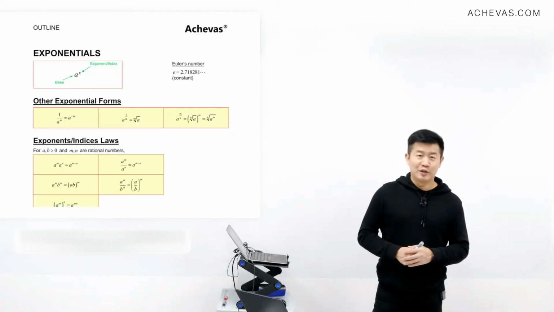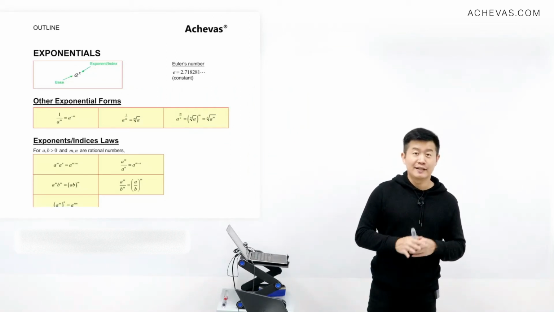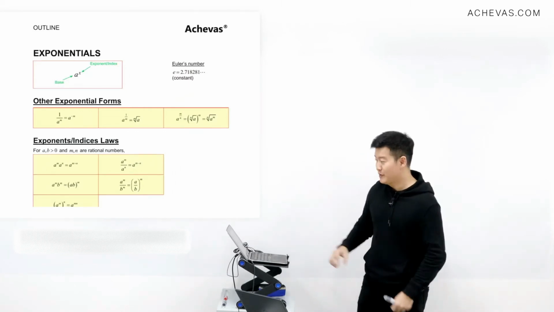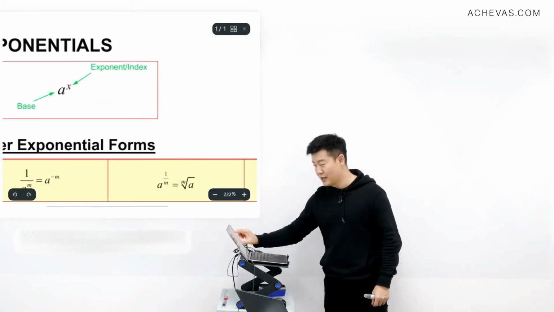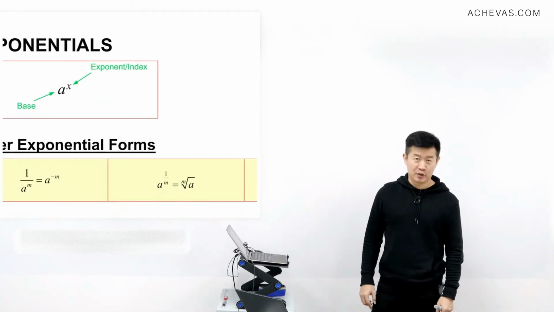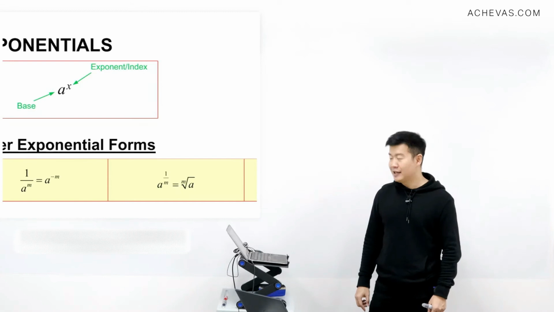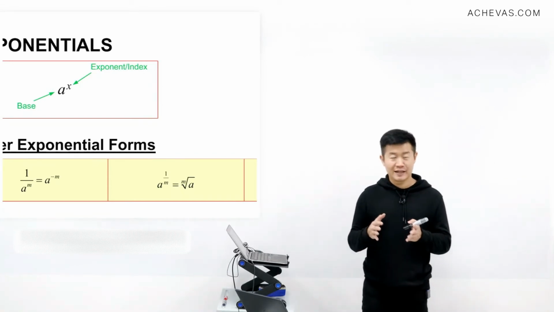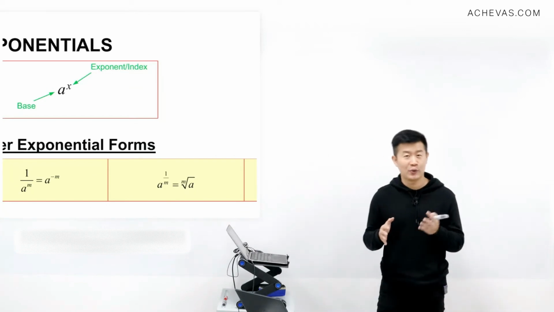In this chapter, we are going to be looking at expressions and equations that contain the exponential form. It is not something that you guys are unfamiliar with, because an exponential form simply looks like this, where x here is called the exponent or the index, and a here is called the base. There are other exponential forms that we are going to be seeing in our syllabus. Let me introduce to you three more.